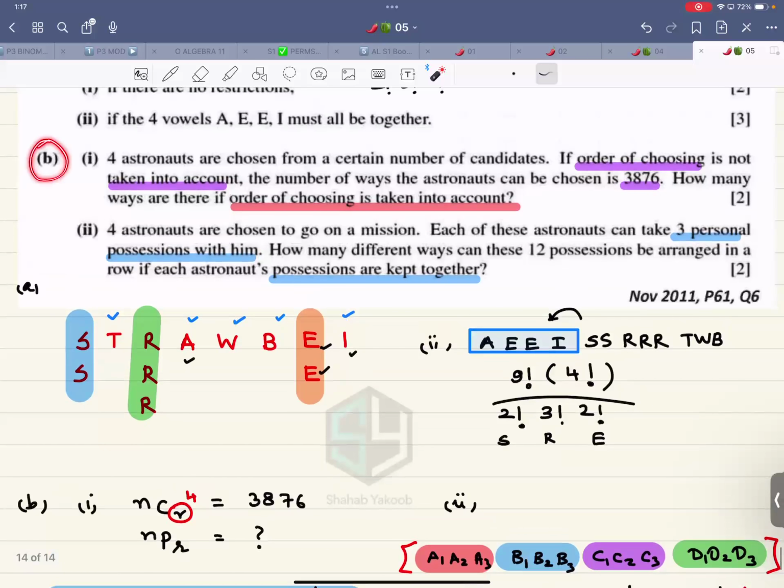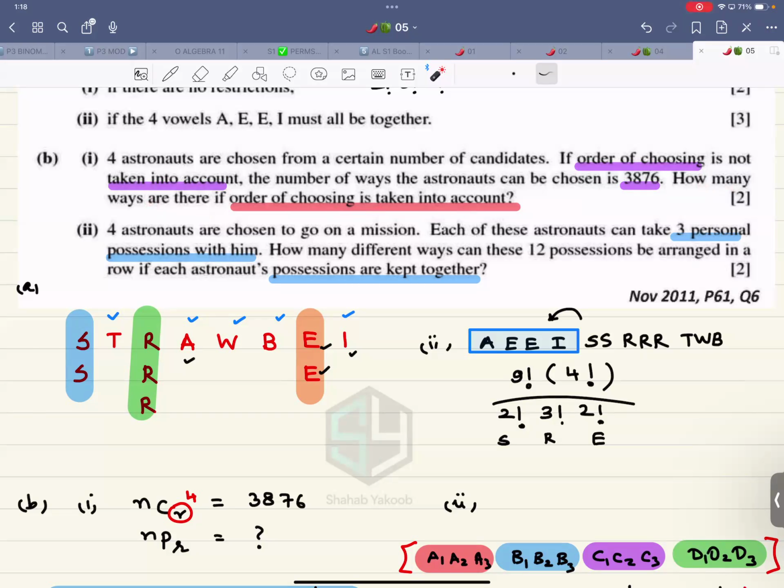Now this B part 1. 4 astronauts are chosen from a certain number of candidates. If the order is not taken into account, what are they talking about? Combination. If the order is not taken into account, the number of ways the astronauts can be chosen is 3876. This is some value of nCr. How many ways are there if the order of choosing is taken into account? What are they asking for? Permutation.